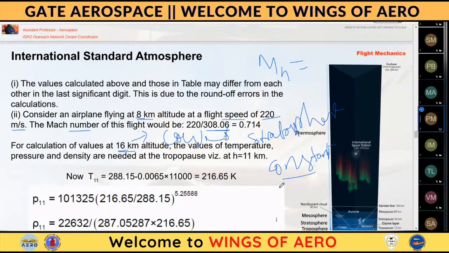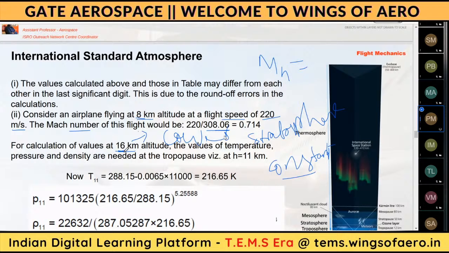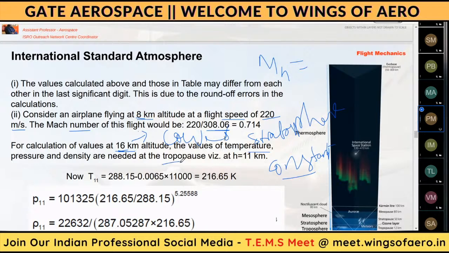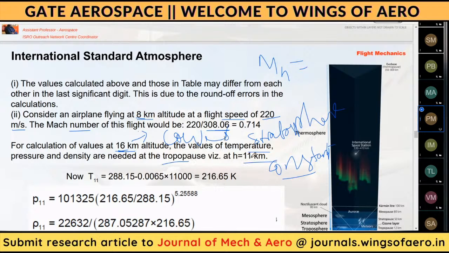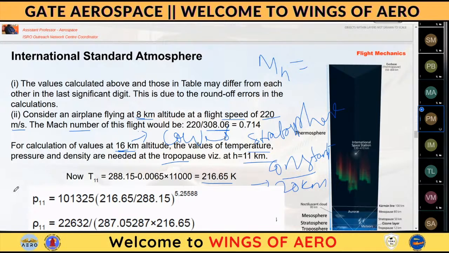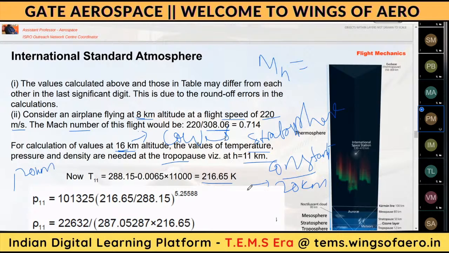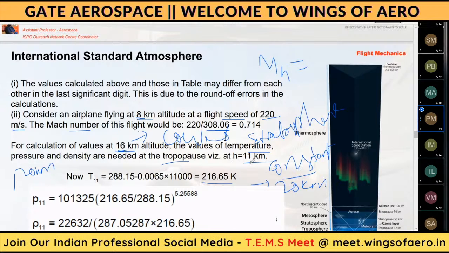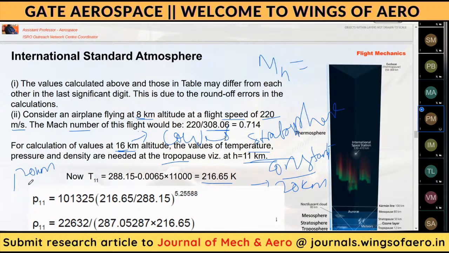So in order to calculate the constant value at 16 kilometer altitude, we calculate the temperature at the tropopause altitude of 11 kilometer. The same is going to hold up to 20 kilometer, right? Because we have studied that temperature is constant from the tropopause to 20 kilometer altitude. So if we calculate the temperature at 11 kilometer altitude, the same is going to be for 12, 13, 14, 16, 18, up to 20.